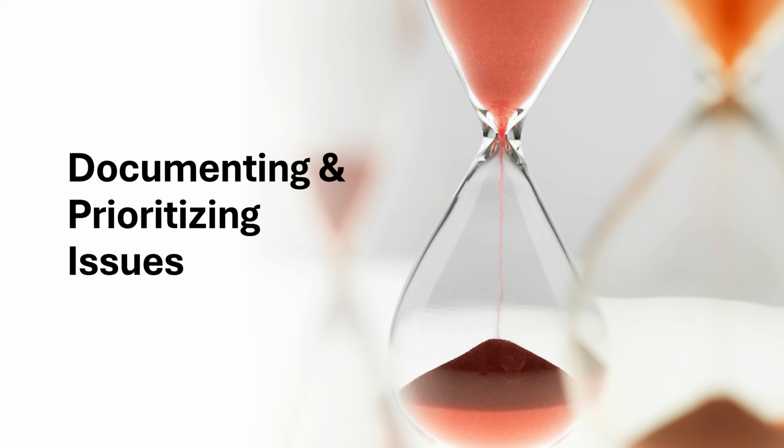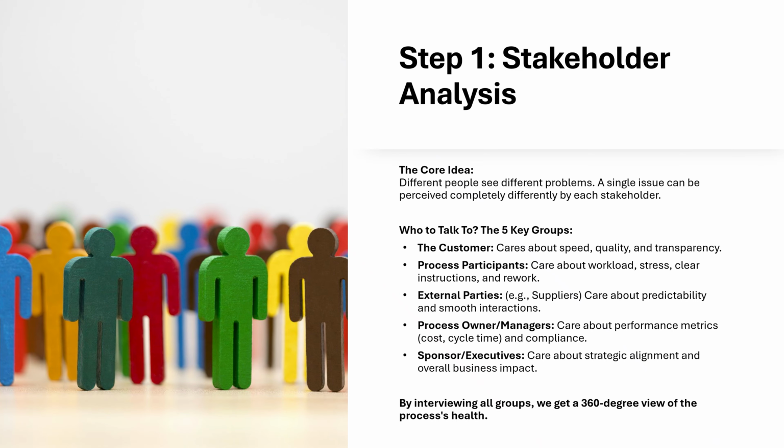Once we have identified all the waste, we need a systematic way to document and decide which problems to tackle first. This leads us to the next section, documenting and prioritizing the issues. With stakeholder analysis, the fundamental idea is that different people see the process differently.